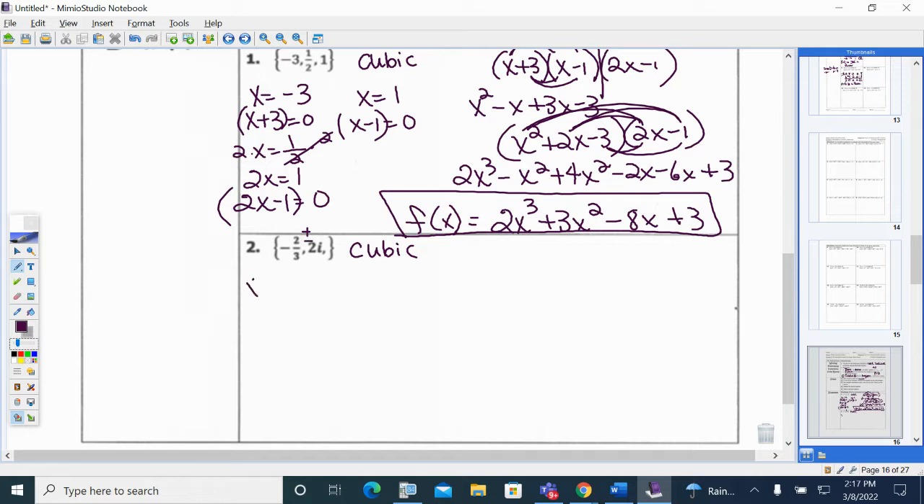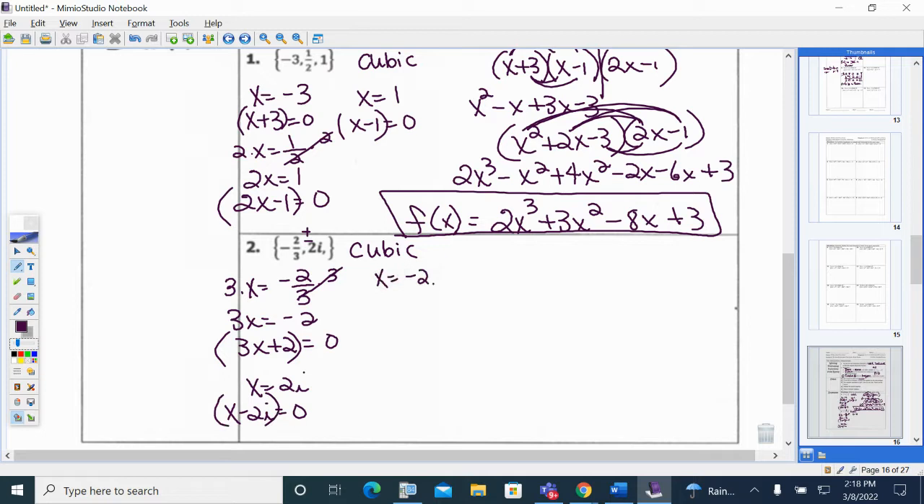So I'm going to take my x equals the root, and for the fraction, I'm going to multiply by the 3, and then add the 2, and now it's in factor form. X equals 2i, subtract the 2i, and there's my second factor, and x equals negative 2i, add the 2i, and there's my third factor.